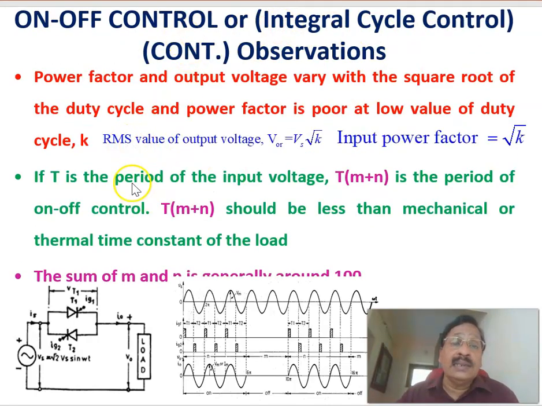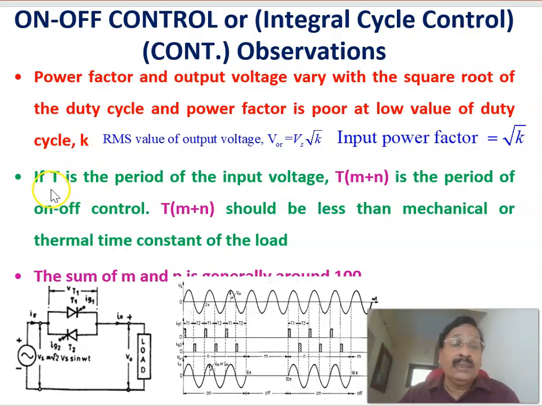Thus, in integral cycle control of AC controllers, the RMS value of the output voltage is equal to Vs into root K. It varies as the square root of the duty cycle. Similarly, the input power factor is also equal to square root of K, where K is the duty cycle, equal to N divided by N plus M. So the power factor and the output voltage RMS value vary with the square root of the duty cycle, and the power factor is poor at low values of the duty cycle. If the K value is very low, the power factor will be low.